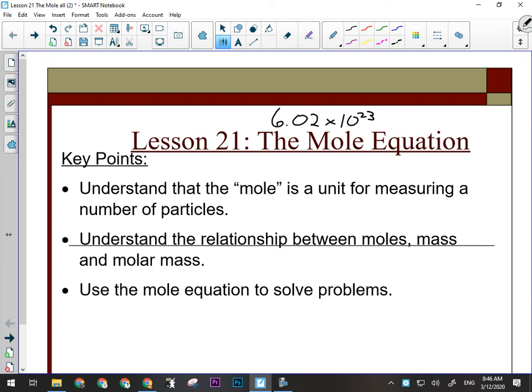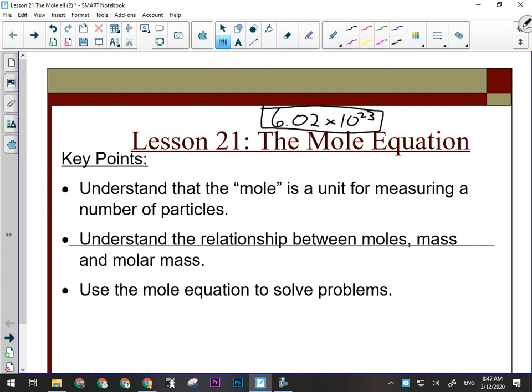Is that a big number? That's 602 with 21 zeros behind it. So it's an unfathomably large number. You would never be able to count to that number before you were old and gray. So the mole measures the amount of something.